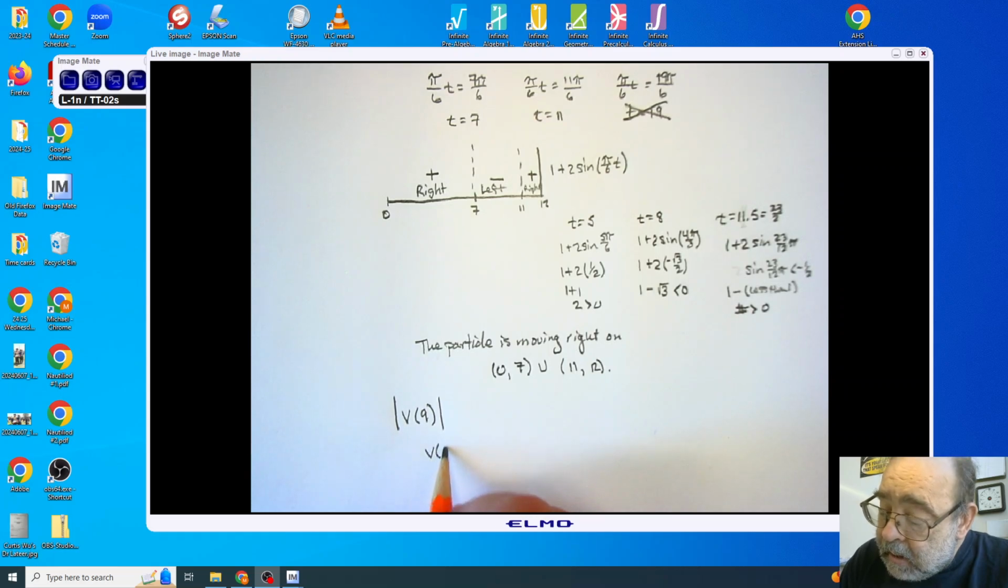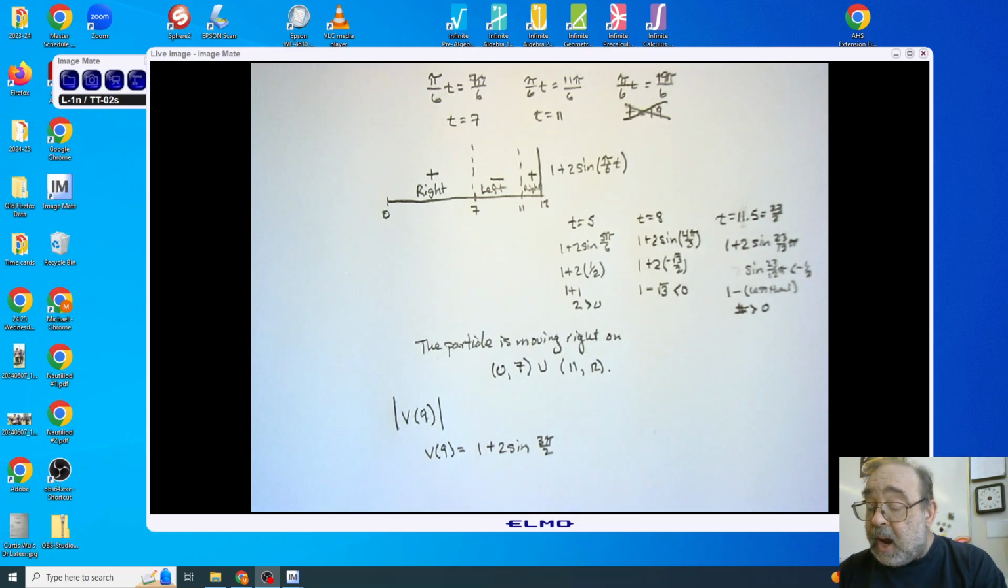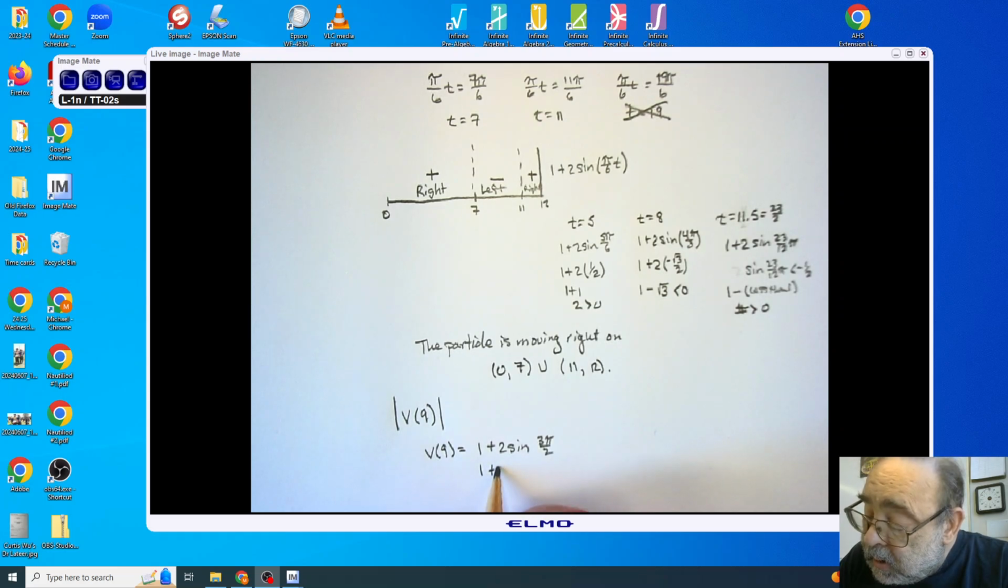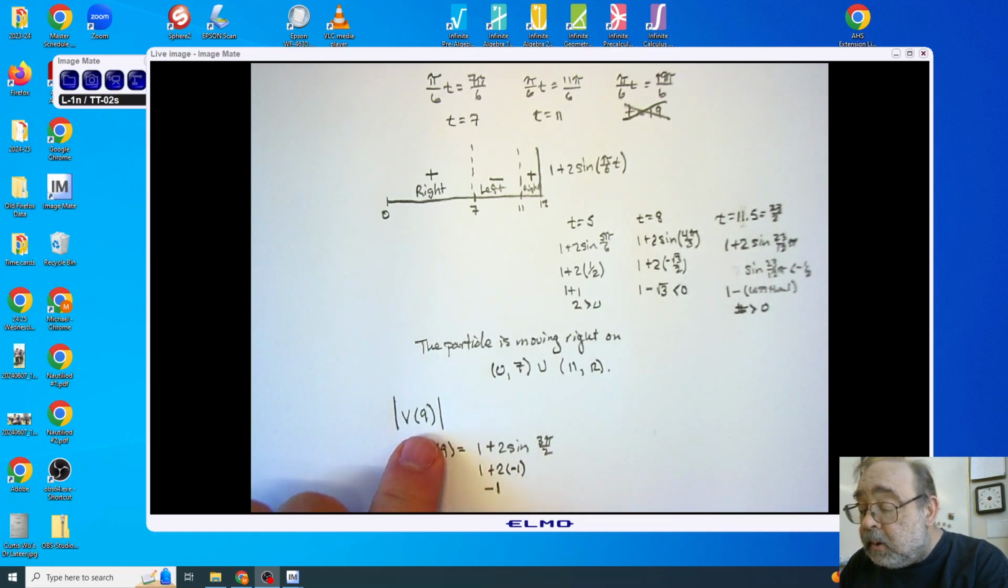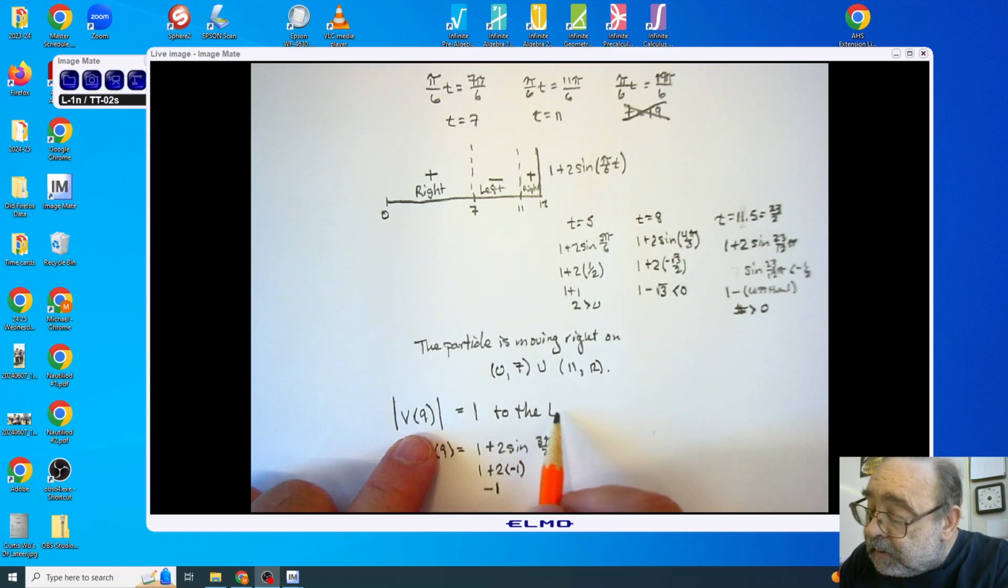V of 9 is going to end up being 1 plus 2 sine, and I'm looking at 9 pi over 6, which is 3 pi over 2. And we know that the sine of 3 pi over 2 is negative 1, so I have 1 plus 2 times negative 1, and that's going to give me a negative 1. But I want the absolute value. So speed is 1 to the left.